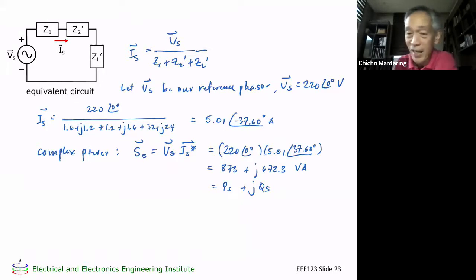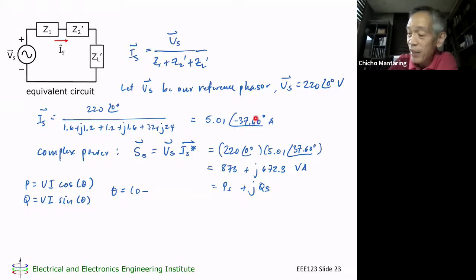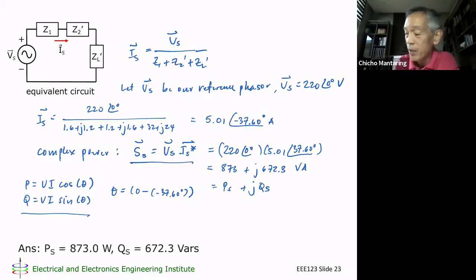So that's one way. The other way is, we know that P is VI cosine theta and Q is VI sine theta, where theta is the angle of the voltage, which is 0, minus the angle of the current, which is minus 37.6 degrees. And V is simply 220 and I is simply 5.01. So you can use either this formula or this formula. Anyway, you're going to get 873 watts and 672.3 vars.